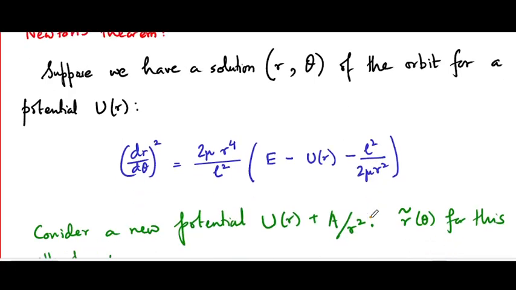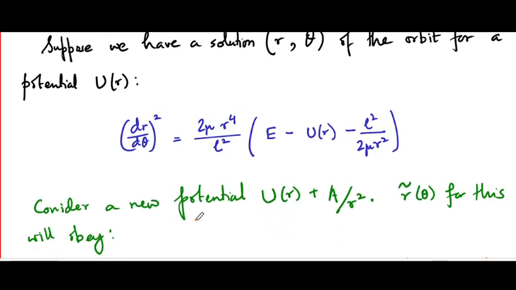Let us now consider a new potential, which is not the same as the original potential, but that augmented by a 1 by r square term, U of r plus a by r square. Now, if we look for an orbit equation for this, let's call the orbit equation r tilde of theta, just to distinguish it from this one, r of theta, which gives you a solution for the orbit. For this potential, r tilde of theta gives us a solution for the orbit in this new potential.